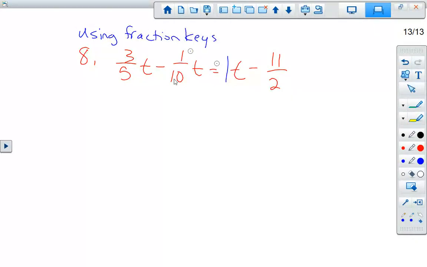Using the calculator, just using the fraction keys, take that 3/5 and subtract the 1/10. So that would be 5/10, a half, when you do it? Is that what you're getting? Did you try it? 3/5 minus 1/10. It should be a half if you did it right.